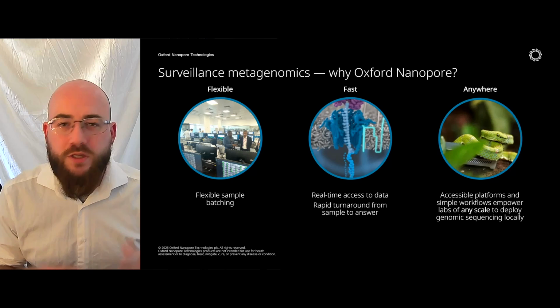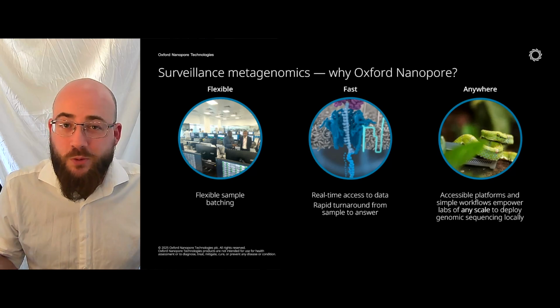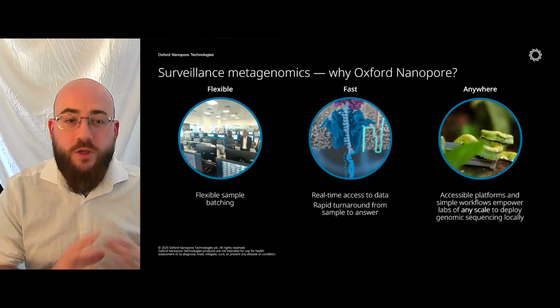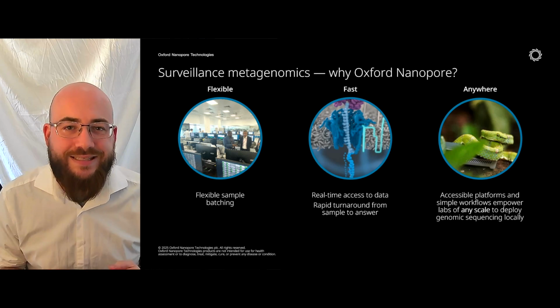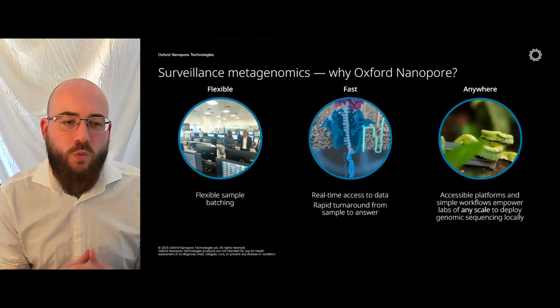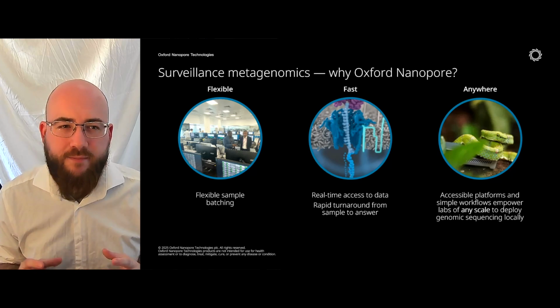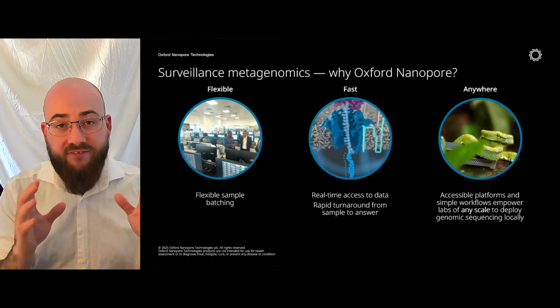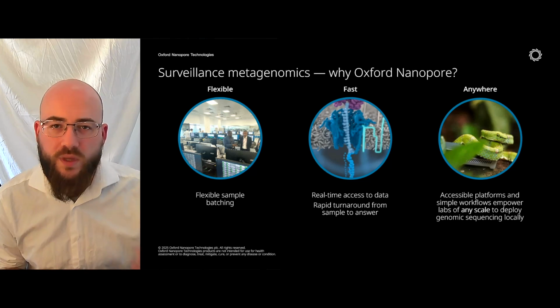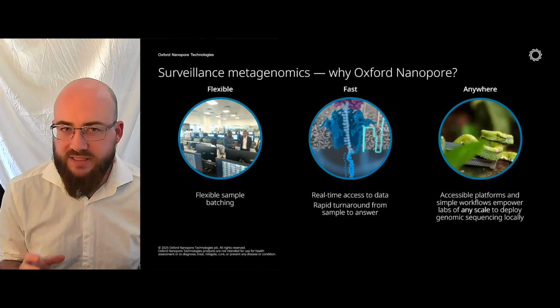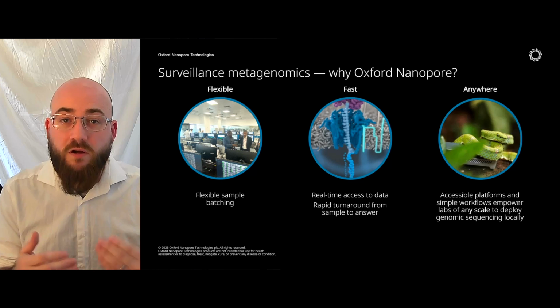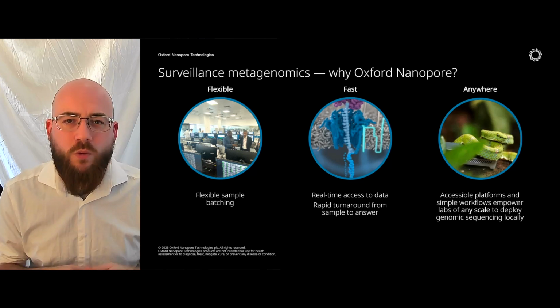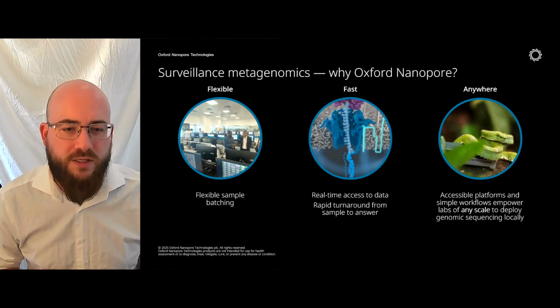Now, why would you want to use Oxford Nanopore for that? That's the most important thing here now, right? So, the usual reasons. We're talking flexible, we're talking fast, and we're talking accessible. We're going to be flexible with our sample batching. The number of samples that we're putting on sequencing at one time is going to be flexible. So, if we're in a rush, if it's urgent, we can do it now. We don't have to wait till that sequencing run is on next week. We can go when we're ready. Likewise, if we're not ready yet, we can keep batching that up. We can go when is suitable for us.